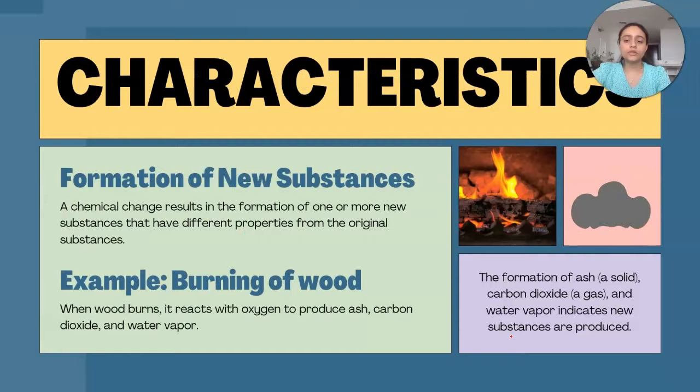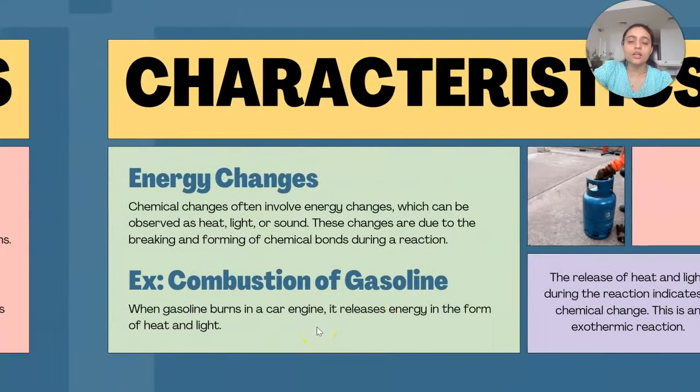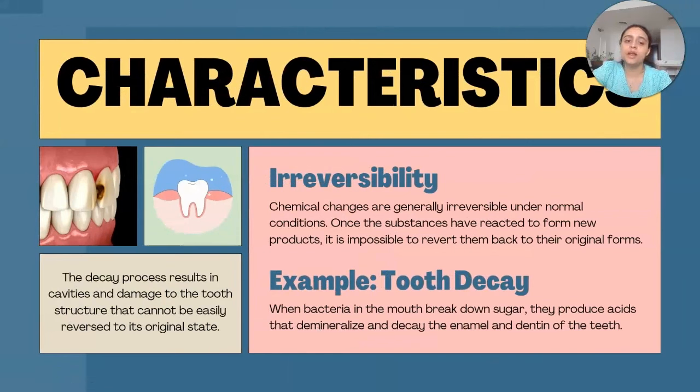Furthermore, a characteristic depends upon the irreversibility, right? An example is tooth decay. Certain acids react with the tooth, and a cavity or tooth decay is formed, which is irreversible, right? Because the enamel is being reduced from your tooth, this can't be reversed back. That is why a chemical reaction took place and this is irreversible.